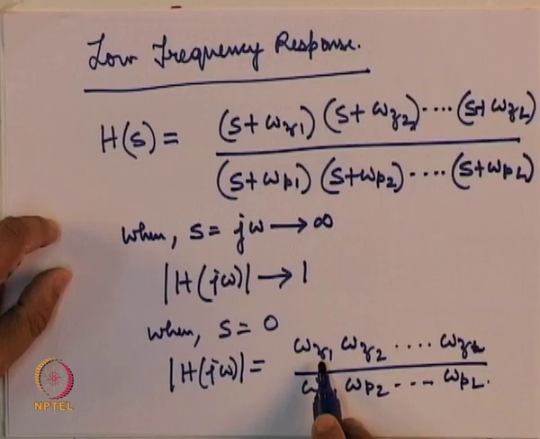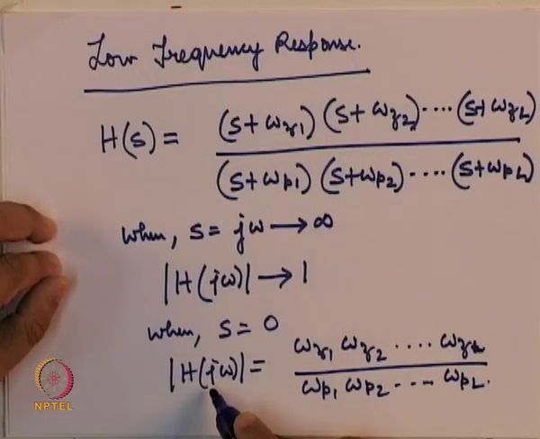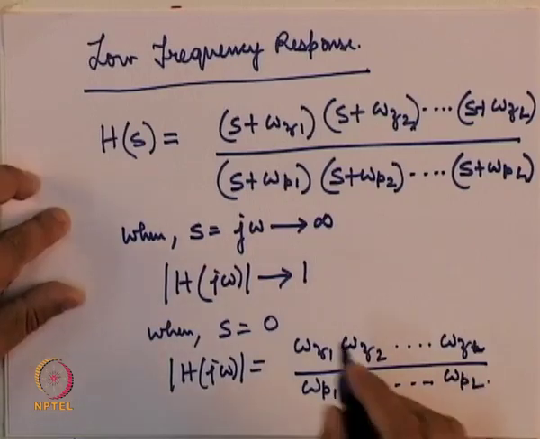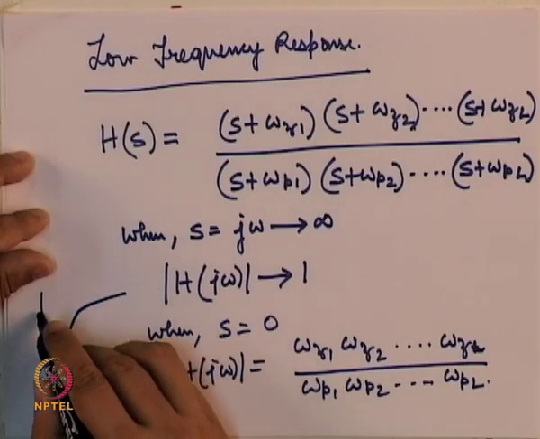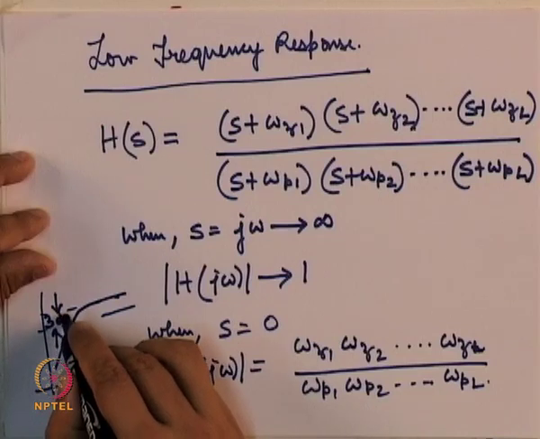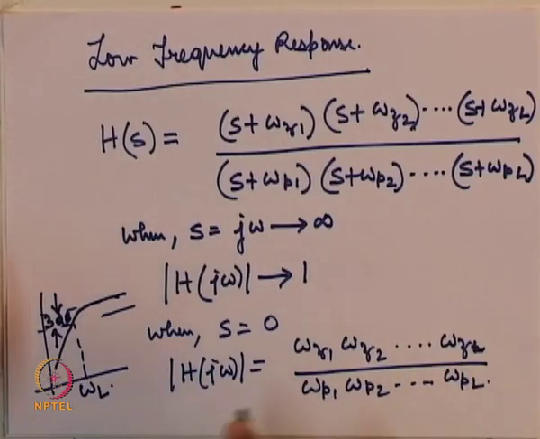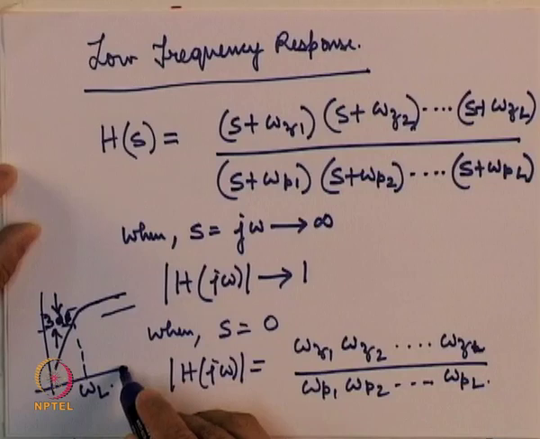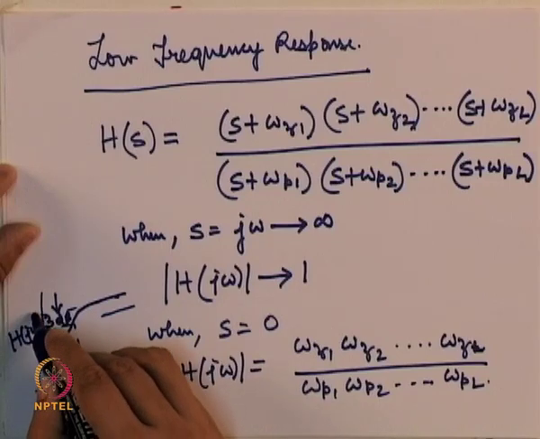So, now by suitably choosing these omega z's and omega p's, we can make the value of this magnitude H of j omega very low. So, what we will get is a response like this. So, what this equation implies, or what this graph implies, is that as the frequency increases, there is a stable value of H of j omega magnitude.